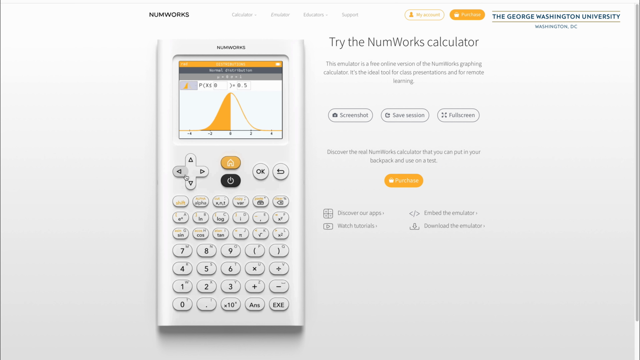I'm going to go left because I still want to go to the upper tail. It's an upper tail problem. I'm going to hit OK. And now I'm going to say 5 over 3. So 5 divided by 3. And that's going to give me exactly the same thing. 0.04779. We get exactly the same solution.